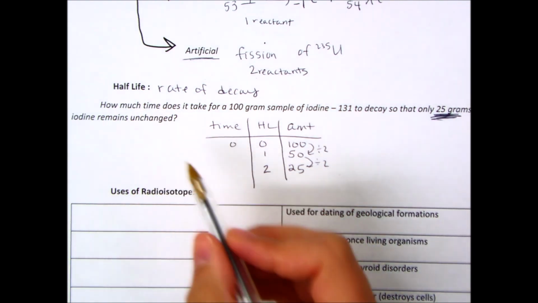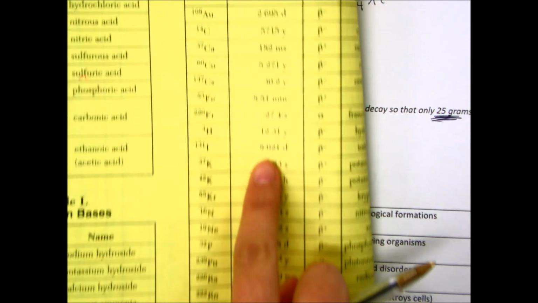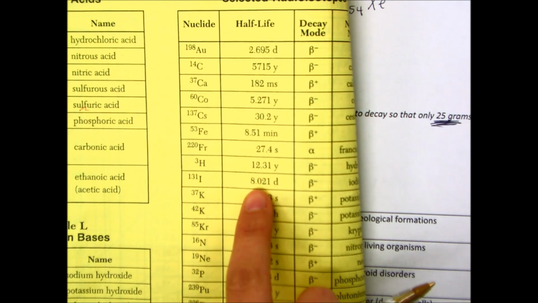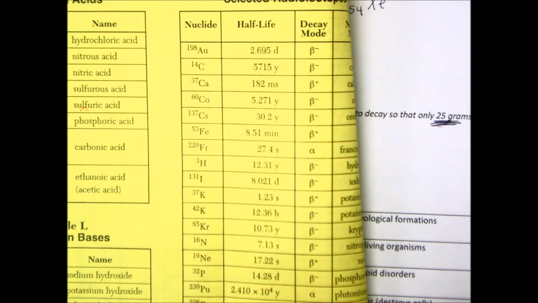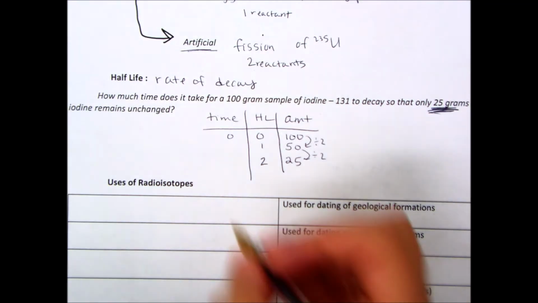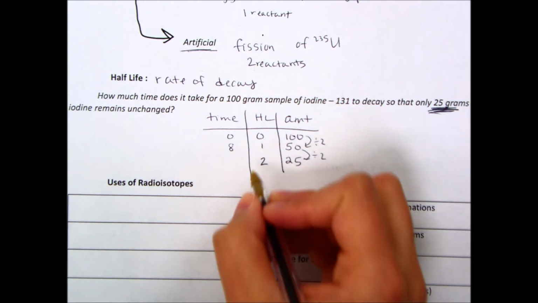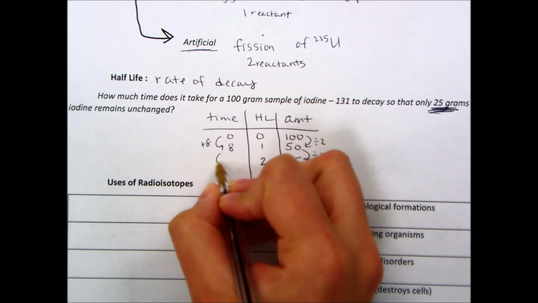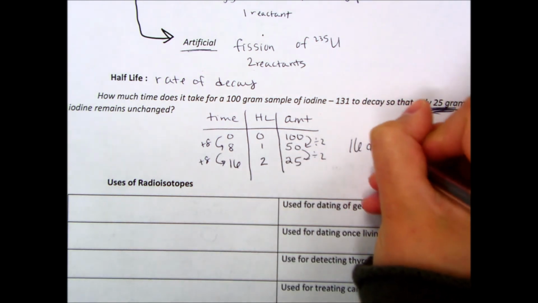How long, though? I'm looking for the actual time. How much time does this process take? If I go back to table N, the half-life of all these isotopes is given to you. So iodine-131, it takes about 8 days for half of it to decay. So after 1 half-life, 8 days have passed. After 2 half-lives, I just add the half-life again. So 16 days.